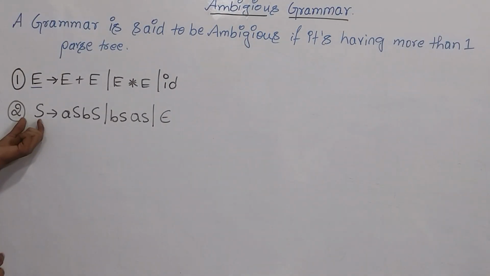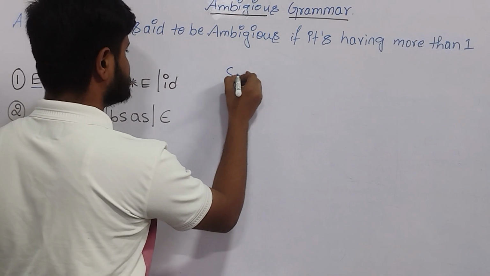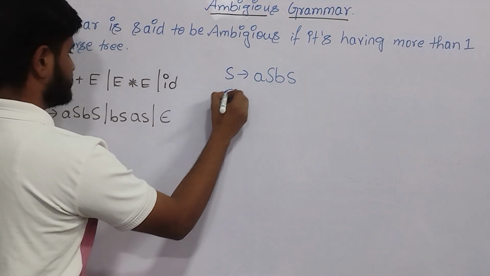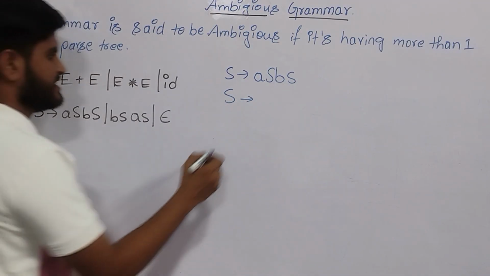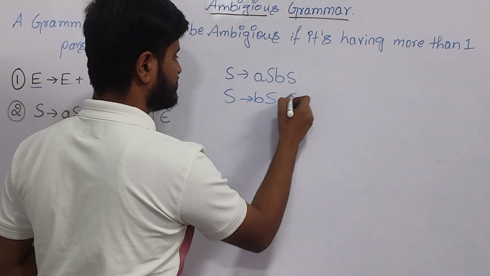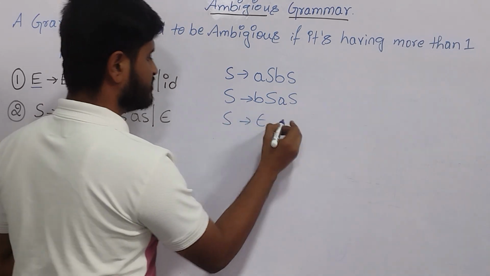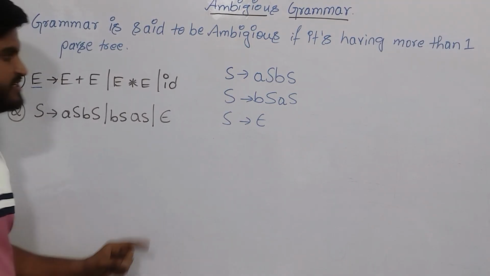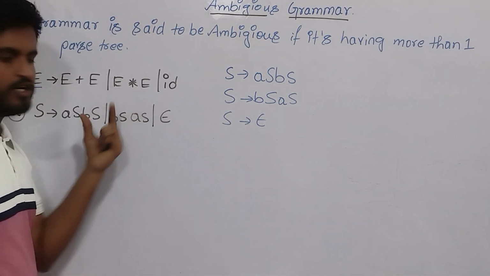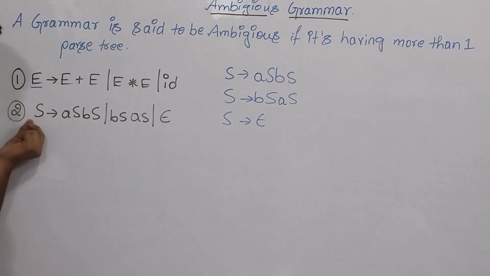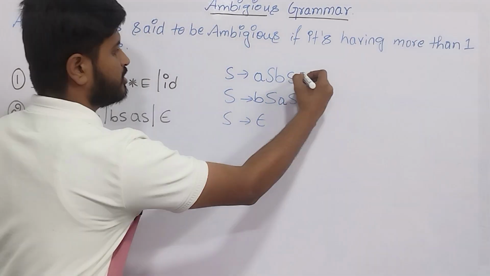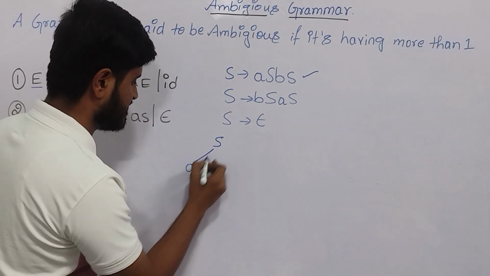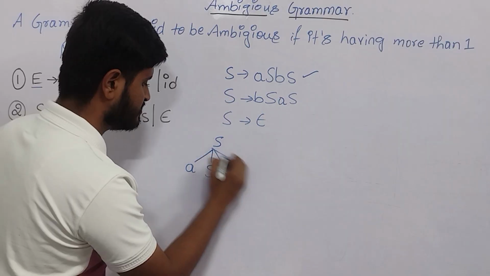Now in the second question, who is the producer? S. So S is producing A S B S. Next, S is producing B S A S. Next, S is producing epsilon. The left hand side is the same, so you can write it in a single line using bars to separate the productions produced by the same producer. Now I will use the first one, S producing A S B S.